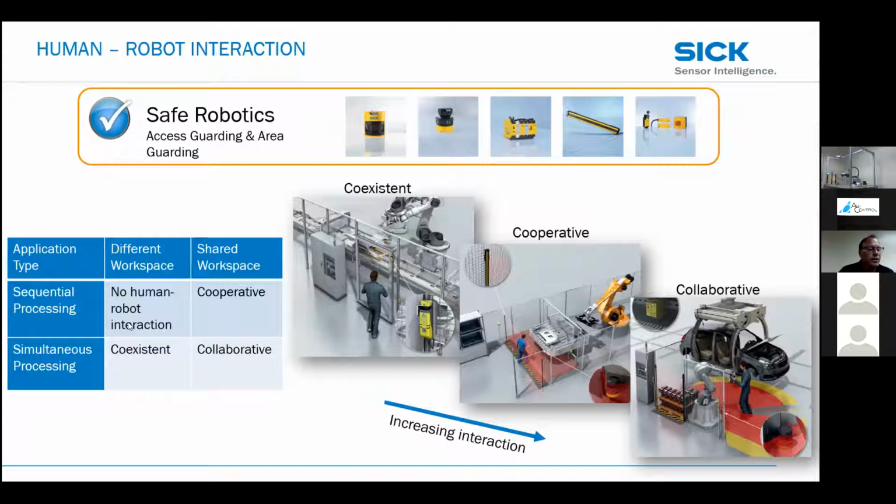So we look on the left here, different workspaces versus shared workspaces tells you which operation you're using. At the end of the day, it doesn't really matter if it's cooperative or collaborative. The idea is that when somebody enters your robot area, you want your robot to react. You want it to slow down. You want it to stop. Do you want it to stay stopped and have to be reset, or do you want it to automatically reset? Those are the big questions that we're going to answer today. Making sense so far?